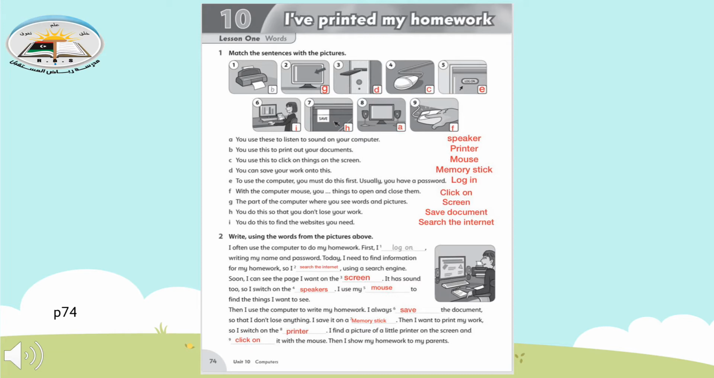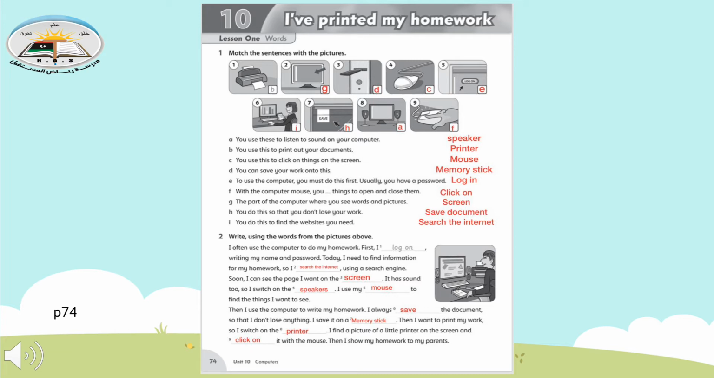Number 2, or B. We use this to print out your documents. What do we use to print documents? We use a printer. So B takes picture number 1. Write B next to picture number 1.